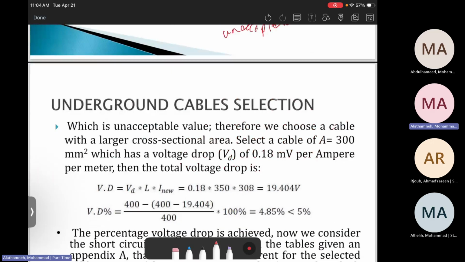So what we need to do is increase the size of the cable by selecting the cable size 300 and so on. Once we get the result, if it is not below 5%, we need to replace it with a bigger size and so on. Then to find this, the voltage drop percentage will be 4.85, which is less than 5%, and this is acceptable.